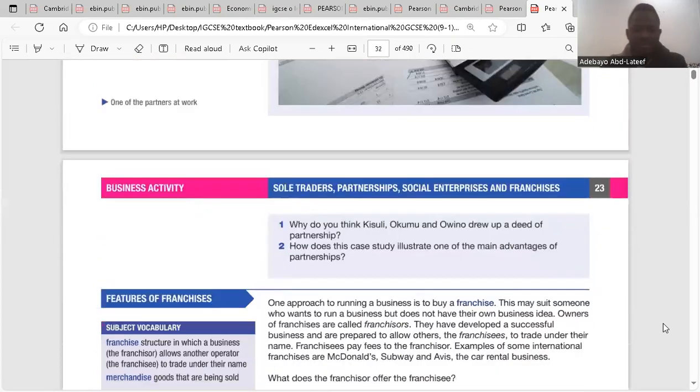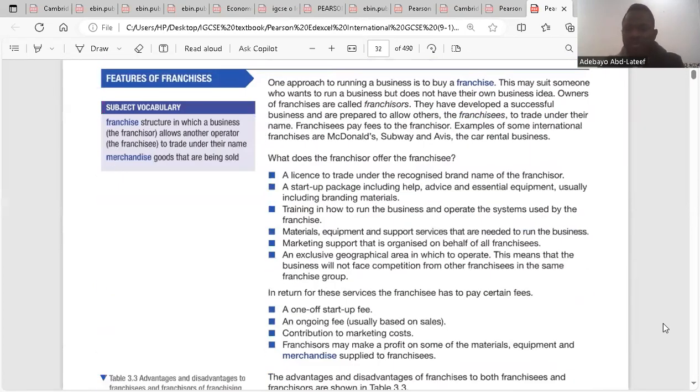Then we'll go to franchise. Are you there? So for franchise, what is a franchise? A franchise happens when a business, a franchisor, gives license to another business, the franchisee, to operate under its brand name. So like KFC in Tripoli is not owned by KFC, it's a franchise. So that's what we call franchise. You get it? Yes.